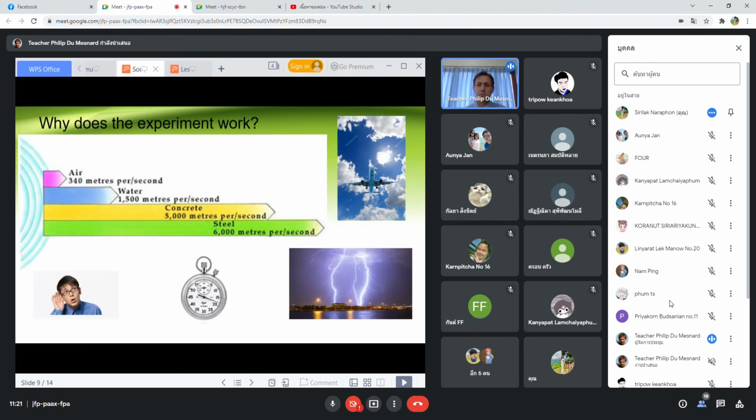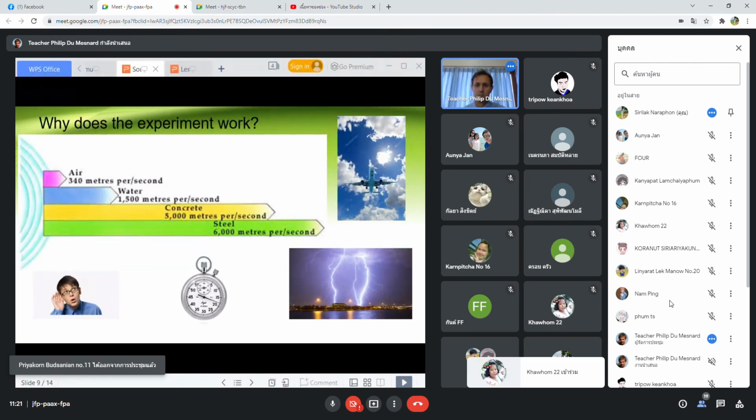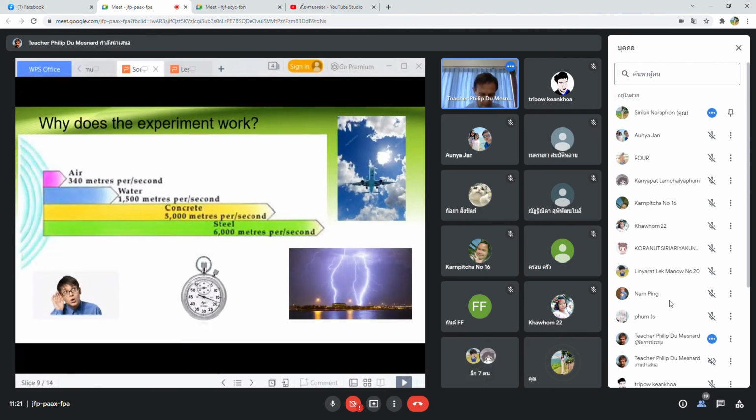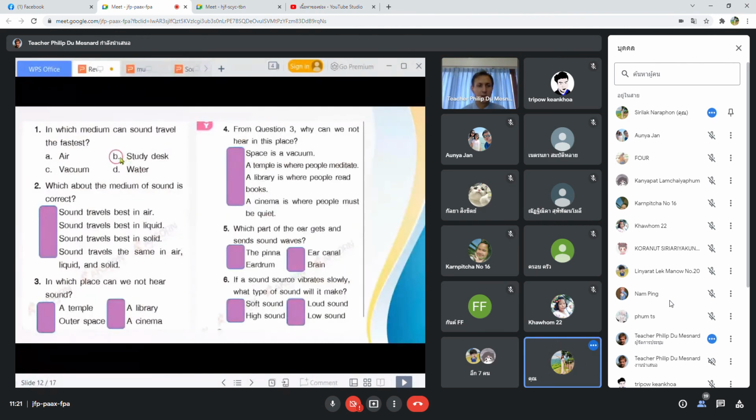Okay, class, in which medium does sound travel the fastest? So air, 340. Water, 1,500. Concrete, 5,000. Steel, 6,000. Here's another student. Okay, so I would say that we have wood. So air is slow, vacuum doesn't. Water is a little faster, and then we have wood.